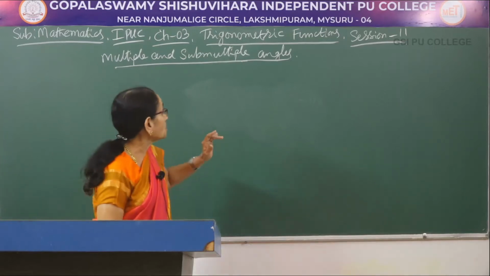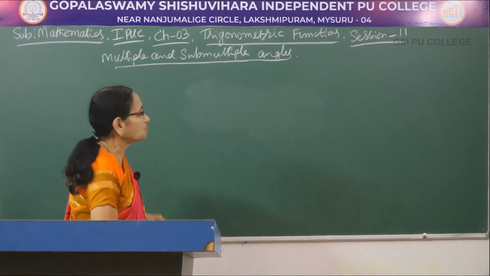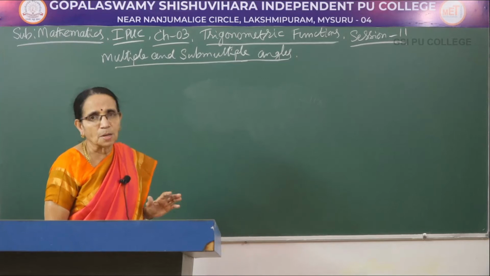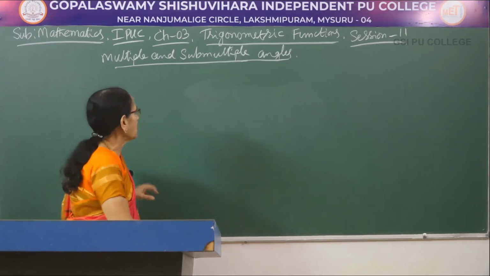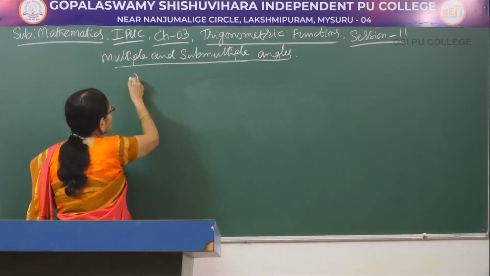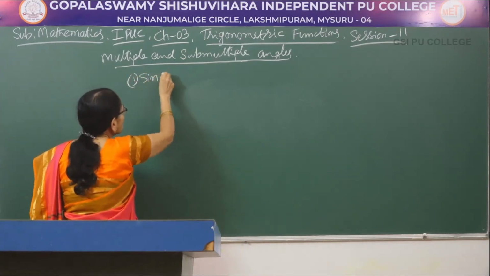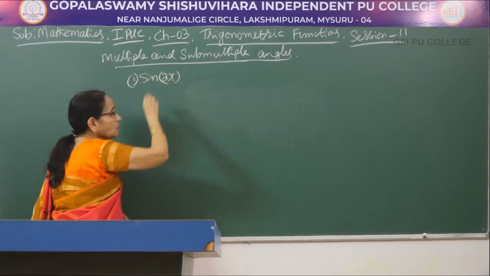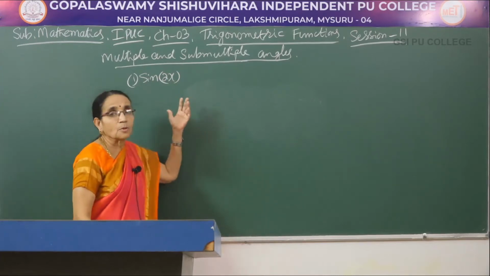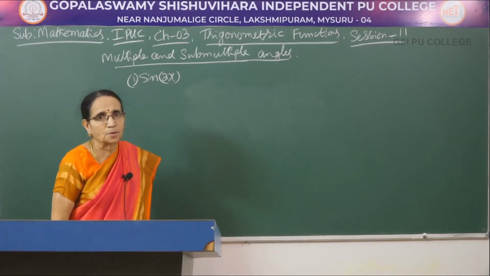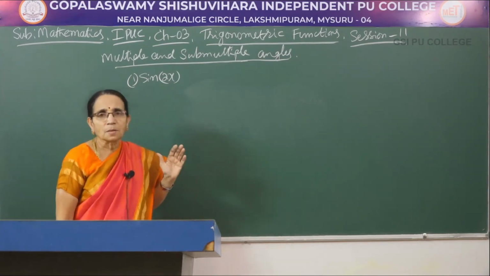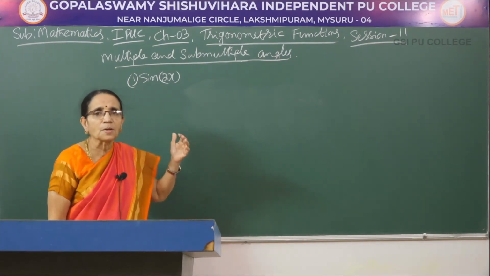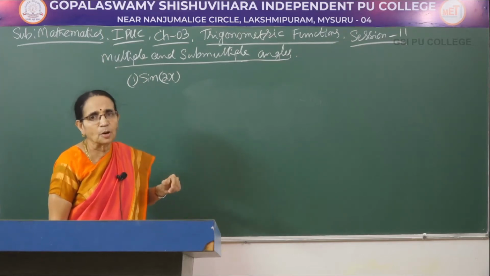Okay. Now, first I am going to derive the formula for sine of 2x, that is the first multiple angle. Now, the first formula is sine of 2x. What can be the expansion? What can be the formula for this one? How to express it? For that, all these derivations depend upon the compound angle formula. That is why we start with the compound angle formula.